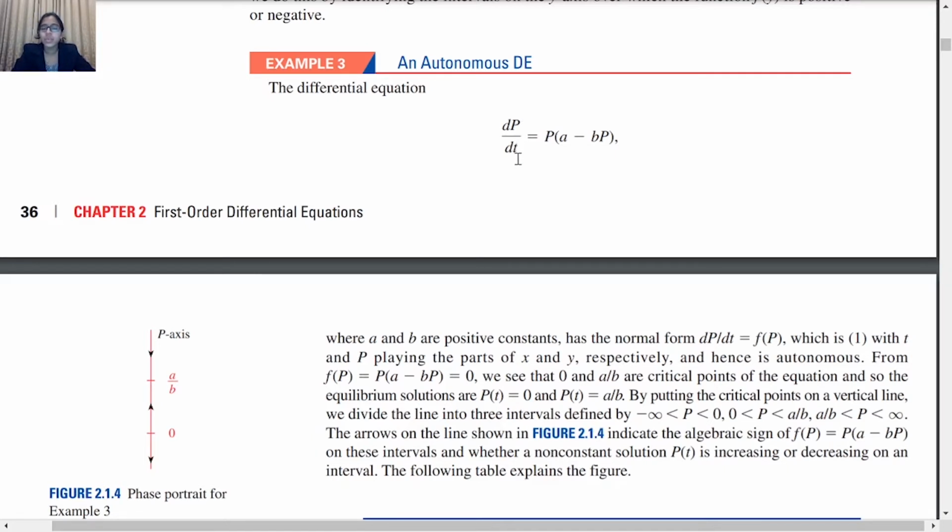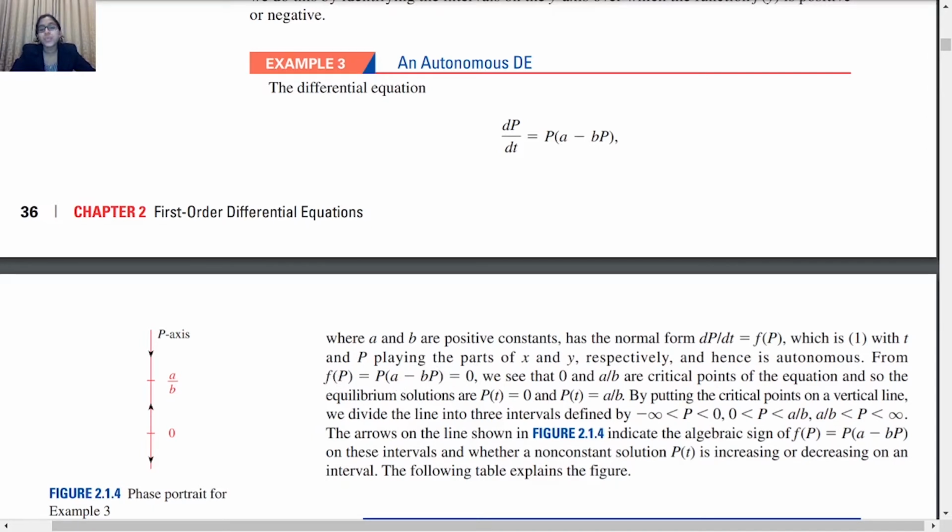Okay, and you can note that on the right hand side there is no expression in terms of t. So this is an autonomous differential equation. Okay, so here what will be f of p? f of p will be p into (a minus b into p), that is, f of p will be p(a - bp).